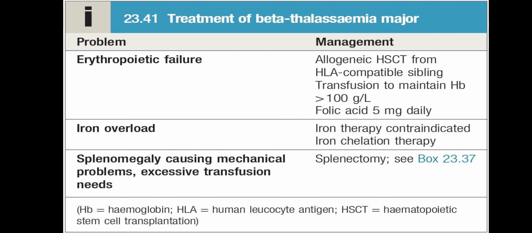Because of recurrent transfusion the child can have iron overload, so you have to give iron chelation therapy, and iron therapy for anemia in beta thalassemia major is contraindicated because we can develop iron overload. So, even though beta thalassemia major has a microcytic hypochromic appearance in the peripheral smear, iron therapy is contraindicated. And if there is massive splenomegaly causing mechanical obstruction, and massive splenomegaly with hypersplenism leading to excessive transfusion needs, you may go forward with splenectomy.